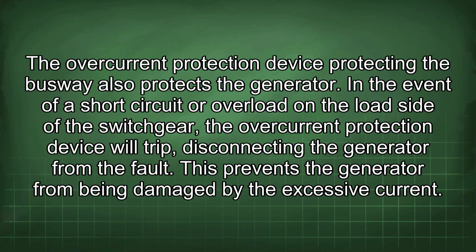The overcurrent protection device protecting the busway also protects the generator. In the event of a short circuit or overload on the load side of the switchgear, the overcurrent protection device will trip, disconnecting the generator from the fault. This prevents the generator from being damaged by the excessive current.